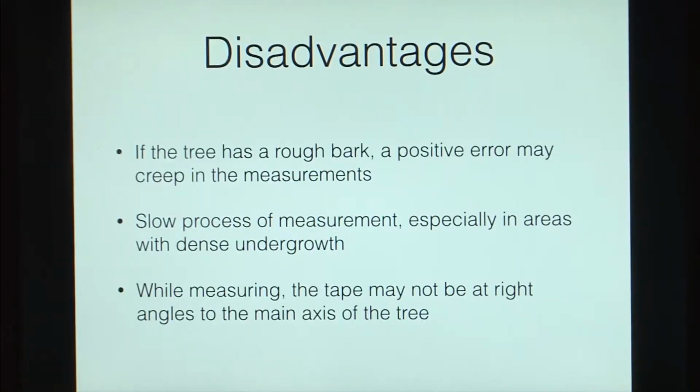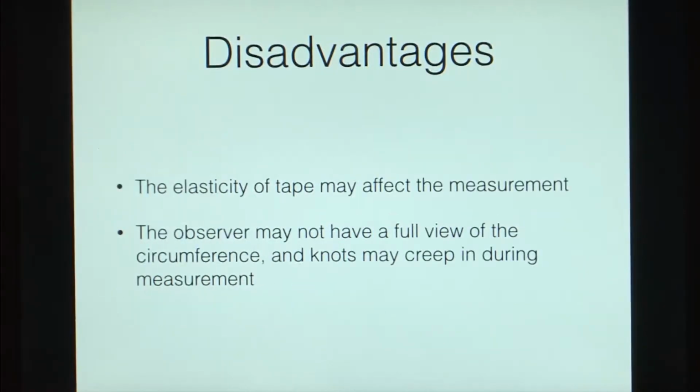On the other hand, if your tree has a rough bark, then it might give you a positive error. It is a slow process of measurement, especially in areas with dense undergrowth, where it is difficult to go around your tree completely. At the same time, your measurements have to be taken at right angles, so that needs to be taken care of. The elasticity of the tape might affect the measurement, and the observer may not have a full view of the circumference, so some knots may creep in during the measurement.